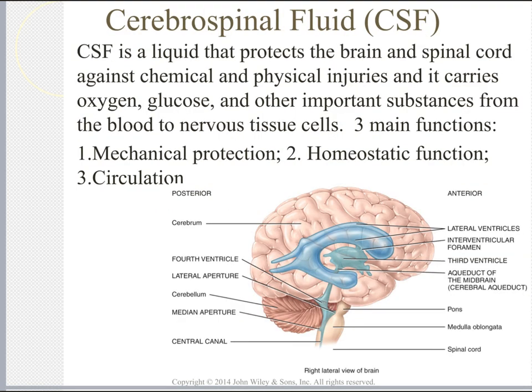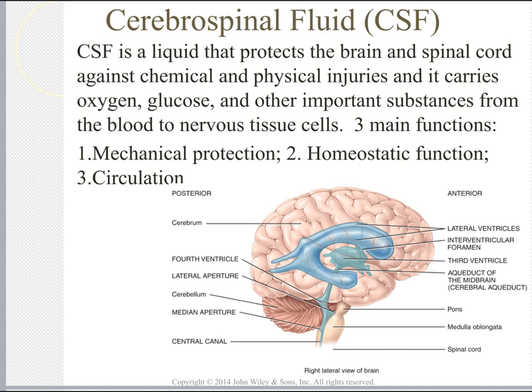Let's take a look at cerebrospinal fluid, or CSF. Now, we know that CSF is a liquid. Its function is to protect the brain and the spinal cord by flowing in the brain, in the spinal cord, as well as around it in that space of the subarachnoid, so the subarachnoid space.